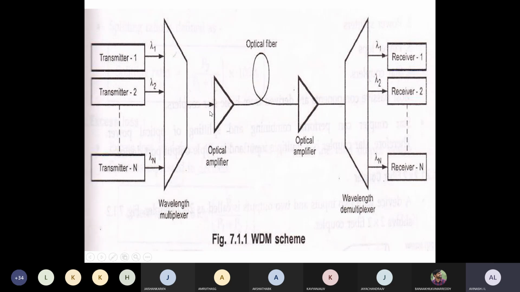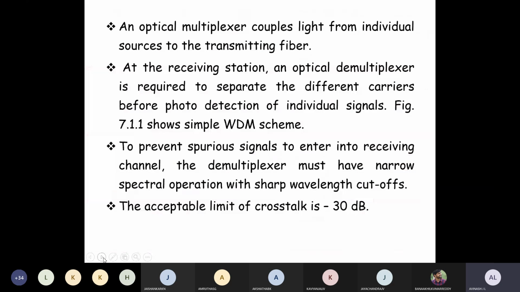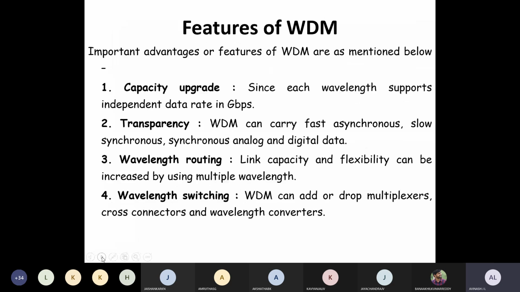Once they are moving in a single channel, we use an optical amplifier. Amplifiers are used at both ends to avoid attenuation. This is a very simple scheme, but it is a very important question also. An optical multiplexer couples, as per the explanation we have seen here.